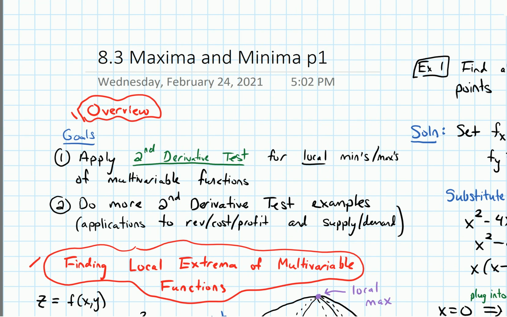So in terms of our goals for this section, in the last few videos, we've talked about the second derivative test and worked out a few examples to apply it to find local mins and maxes of multivariable functions. In the next set of videos, we are going to focus on applications of this to scenarios involving revenue, cost, and profit, and supply and demand.